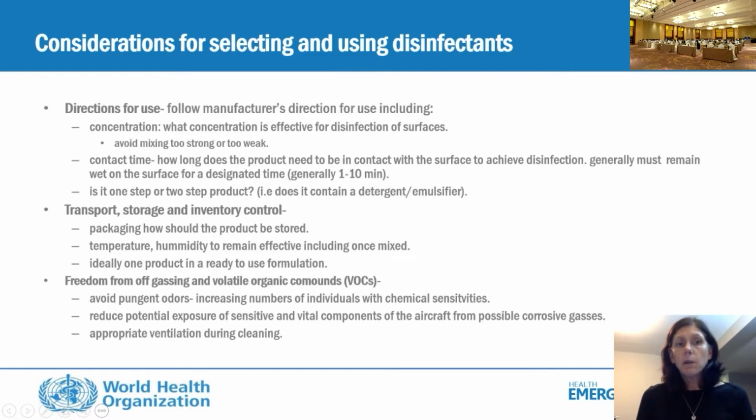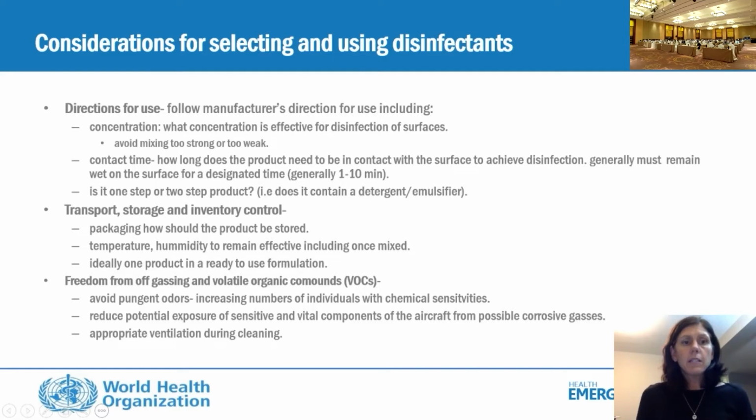And lastly, is it a one-step or a two-step product? And by that, we're talking about if it's a one-step product, the product contains a detergent or emulsifier as well as a disinfectant, and therefore the cleaning and disinfection all happens in one step. If it does not have a detergent or emulsifier, then you're using a two-step product, which means you have to clean with water and a detergent first, followed by application of the disinfectant.